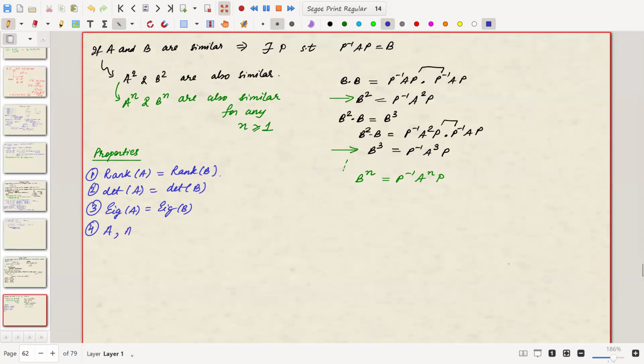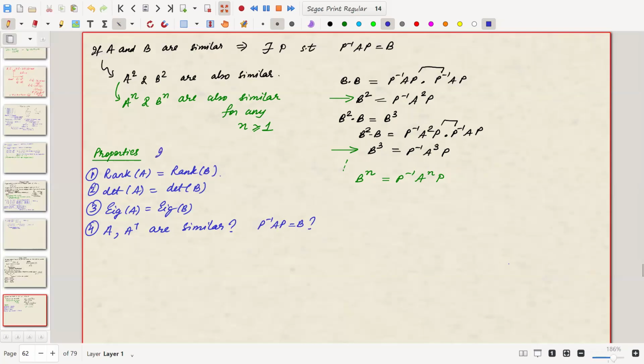Say A and A transpose are similar matrices. What do you think? Matrix A and A transpose are similar, right? No, wait. When I ask whether two matrices are similar, don't go directly to the determinant, eigenvalues and all. You should first check whether P inverse AP equals B or not.